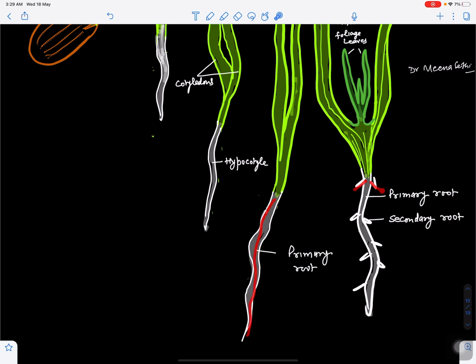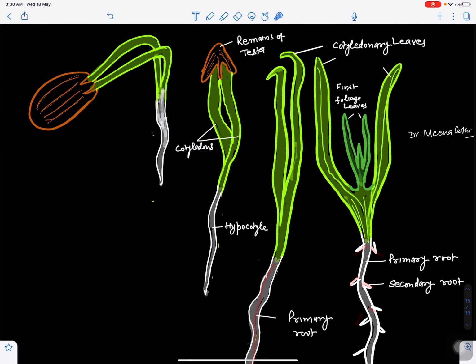This will start developing into secondary roots, and then they can develop tertiary roots. Now the cotyledons provide nourishment for the formation of the first foliage, and then further leaves will occur, and this will give rise to the mature plant of Ephedra. First this is the young seedling which is produced, then this will develop into the mature plant of Ephedra. So this is all about the structure of the seed, formation of the embryo, and germination of the seed of Ephedra.